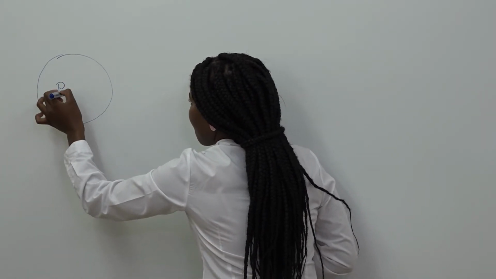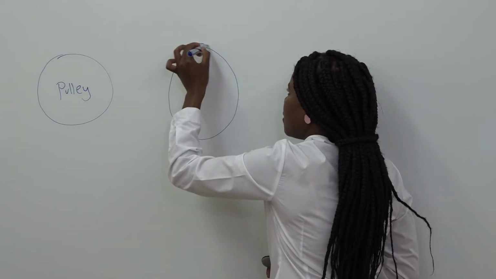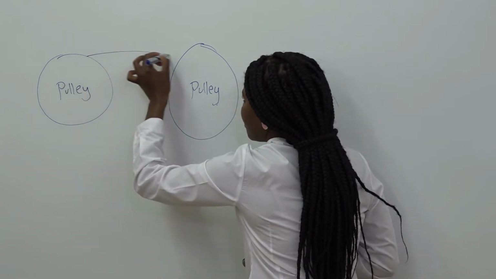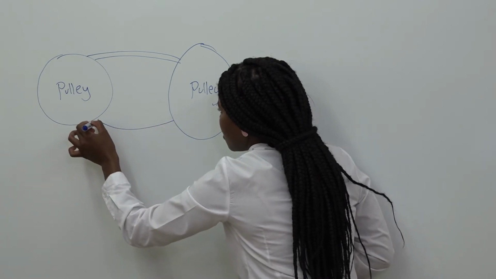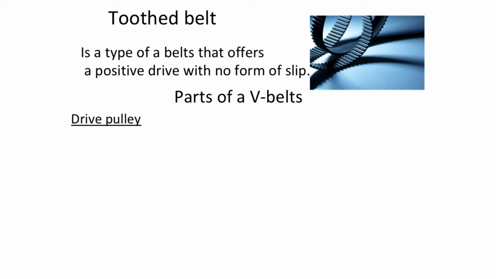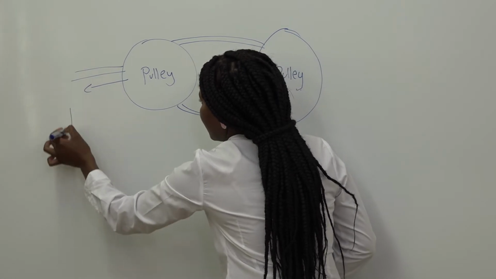where we have a pulley. We also have another pulley, but they are connected by a belt. So this is our belt. So now you say, what do we understand by a driver pulley? A driver pulley is attached to the main shaft of a motor. Meaning, this one, if it's attached to the motor, you say it's a driver pulley.